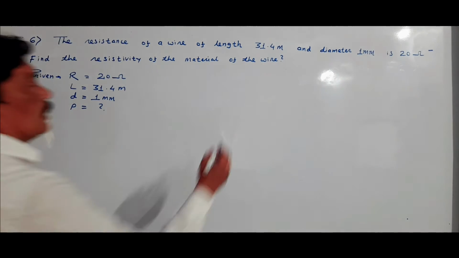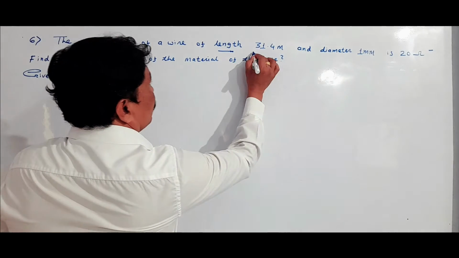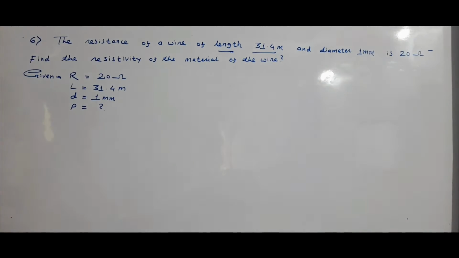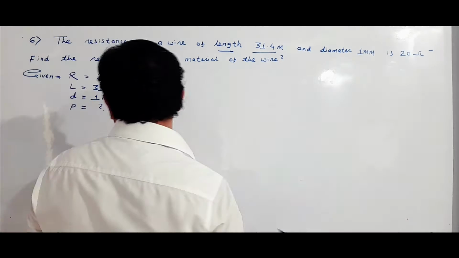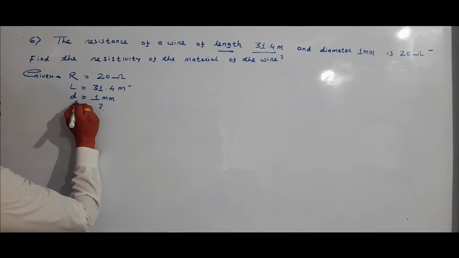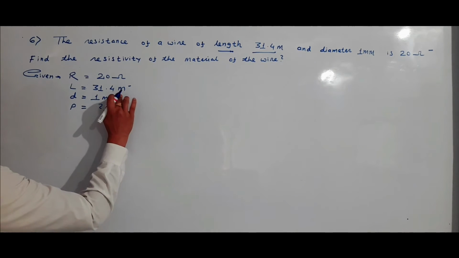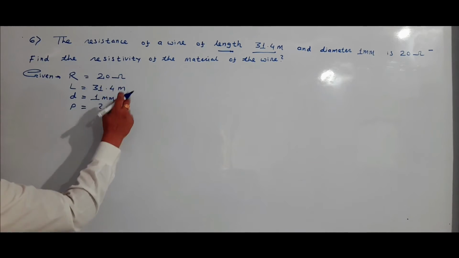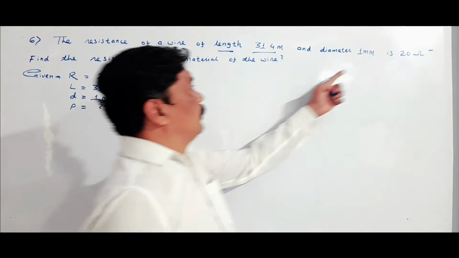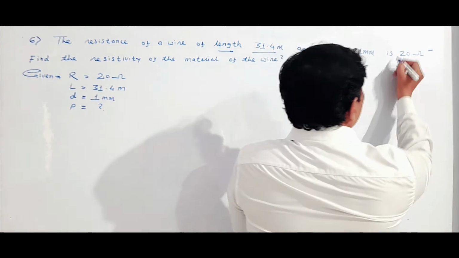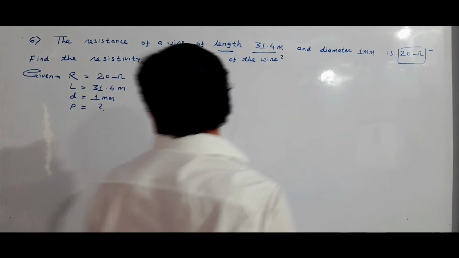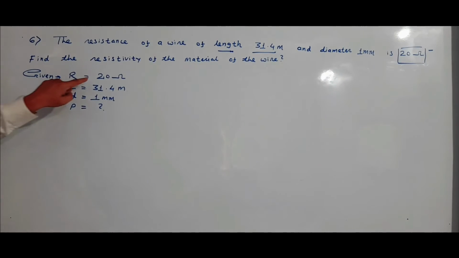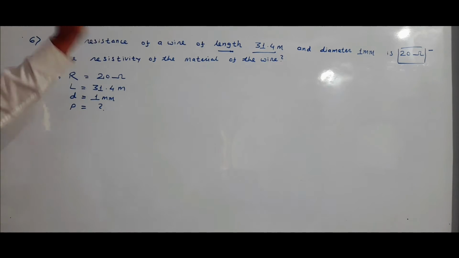My dear student, length is 31.4 meter given. The diameter is given 1 mm and 20 ohms. Ohm is a unit of resistance and resistance we have taken 20 ohms. We have to find the resistivity of a material.